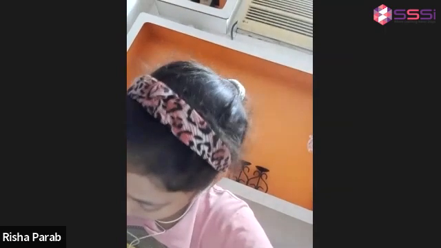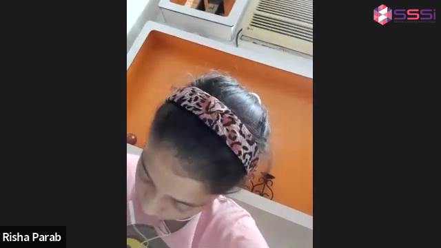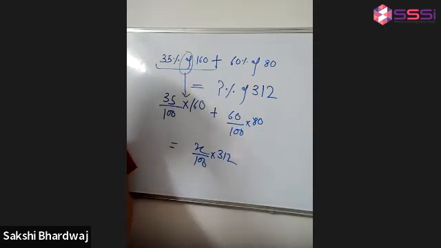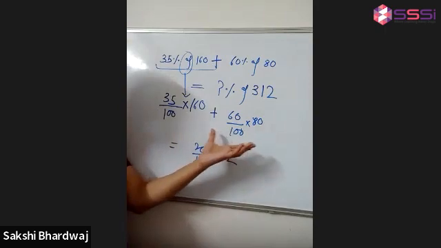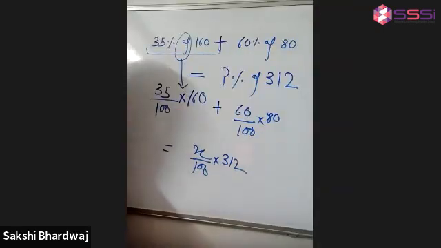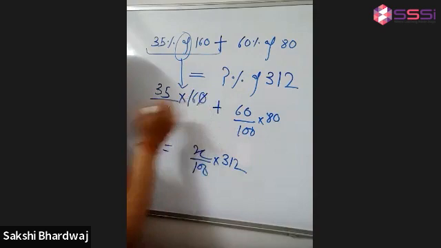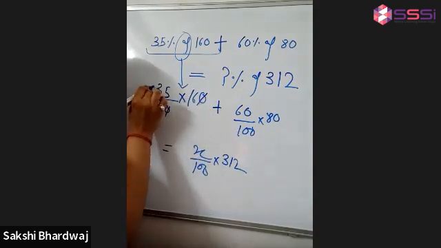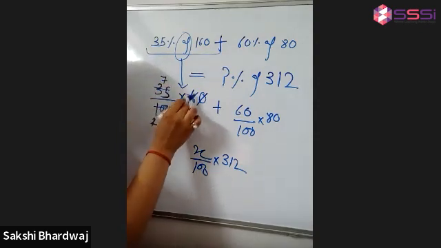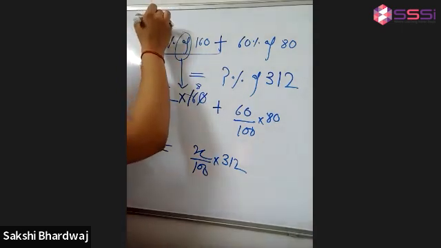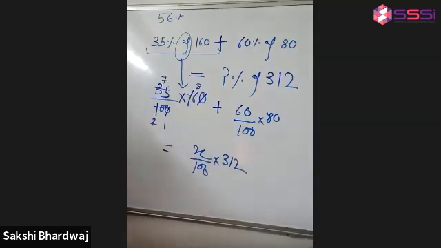Ma'am, wait. One last step is left. How are you doing, Risha? Solving the first term, then the second term. Good. Now you need to solve the first term. 160, 10 to this zero. 5 7s are 35, 2 8s are 16. The first number is 56 plus 48. Plus 48 is equal to x upon 100 into 312.